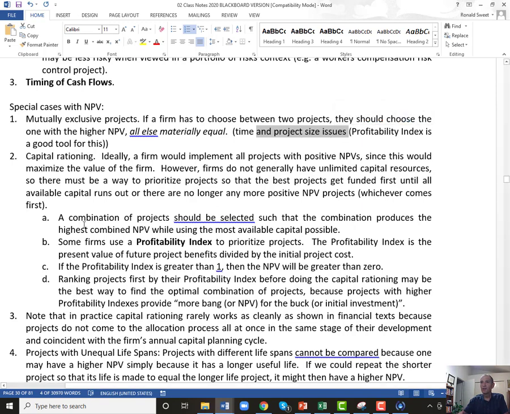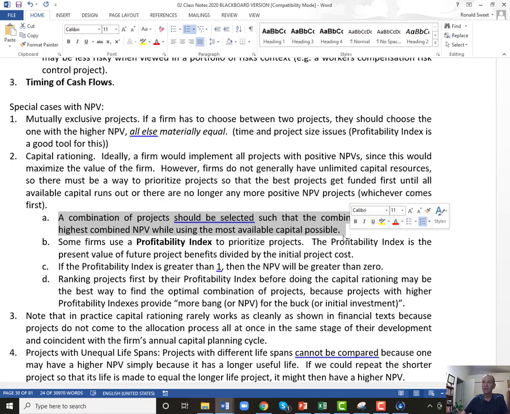Ideally, what you want to do is look at every single combination of projects, and of all the different combinations, pick the one that gives you the highest net present value. So let's say you have 15 projects, but you only have enough money to do 7, 8, or 9 of them. Then you look at every single possible combination of those 15 projects so that you spend your entire capital budget, and the one combination that has the highest net present value, that's what you want to do.